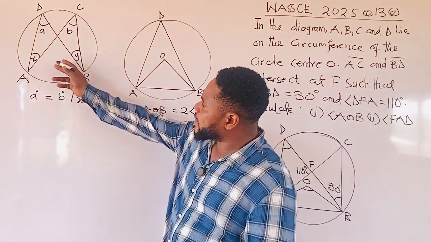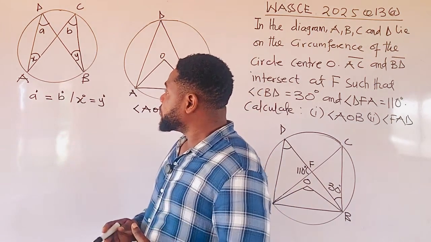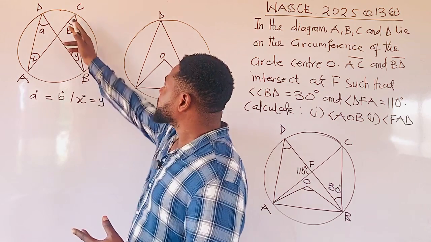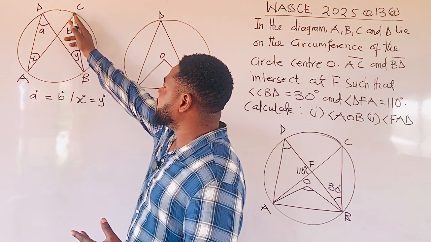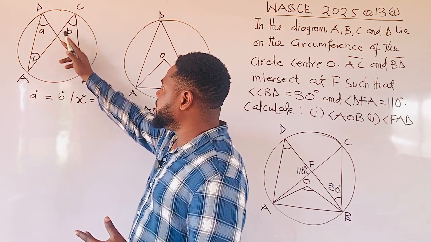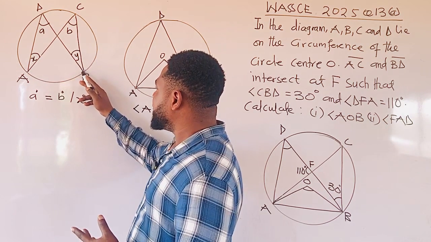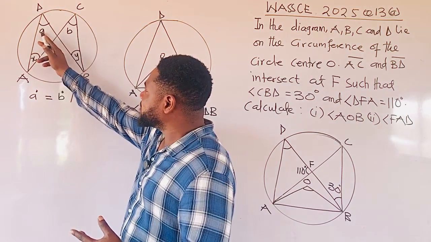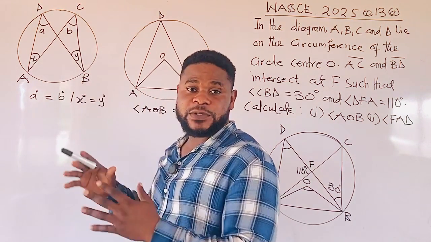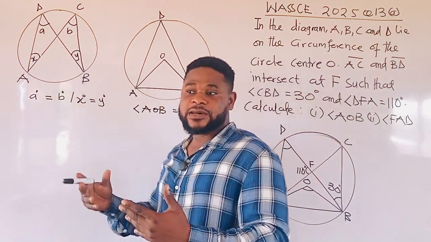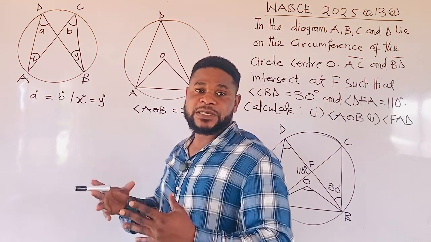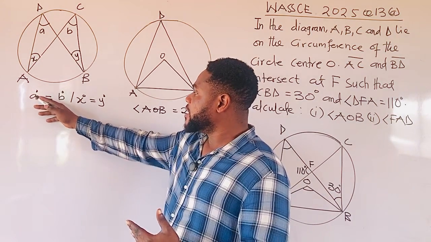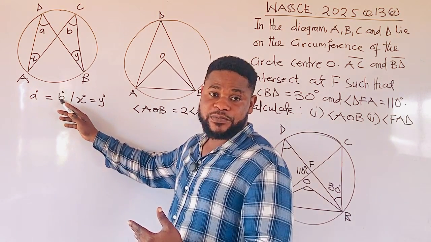Now let us look at this. From this diagram, we can see that an arc AB subtends an angle at C, and that angle there is B. The same arc AB subtends an angle at D, and the angle there is A. From the concept of geometrical circles, angles in the same segment are equal. Therefore, we can deduce that angle A should be equal to angle B.